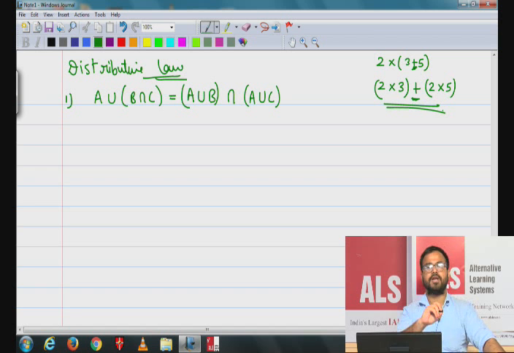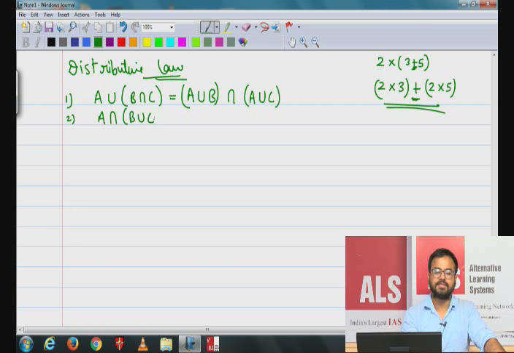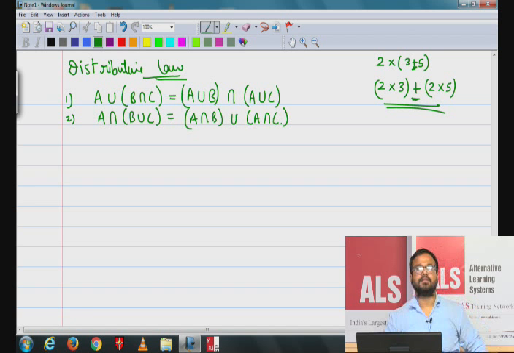So I hope you are able to relate it. And similarly, it can be like distribution of intersection over union. A intersection (B union C) means (A intersection B) union (A intersection C). This is the meaning of distributive law. You can relate it with multiplication, 2 into (3 plus 5) can be written as 2 into 3 plus 2 into 5. Same thing we are writing, A union (B intersection C) can be written as (A union B) intersection (A union C). So now let us prove this thing.